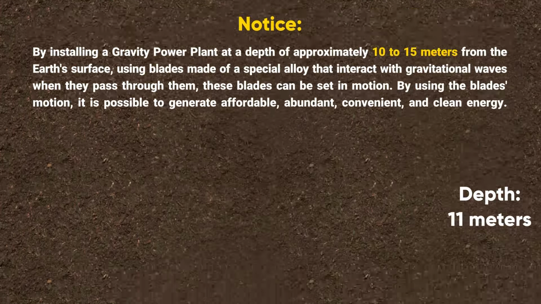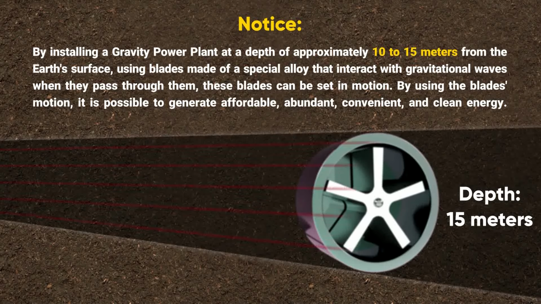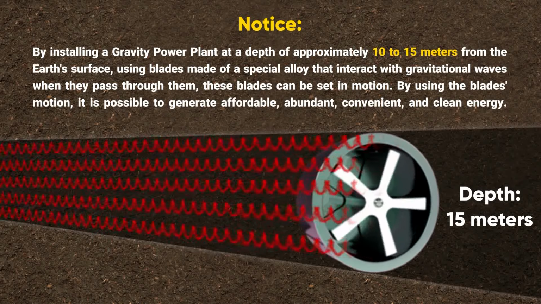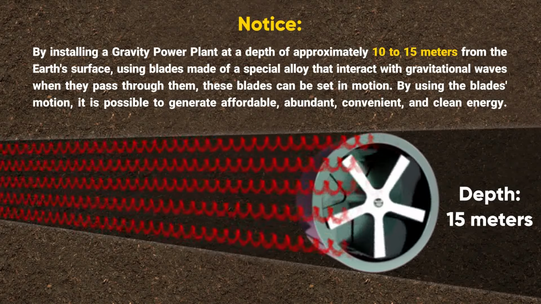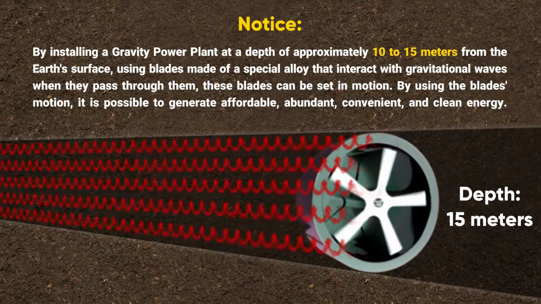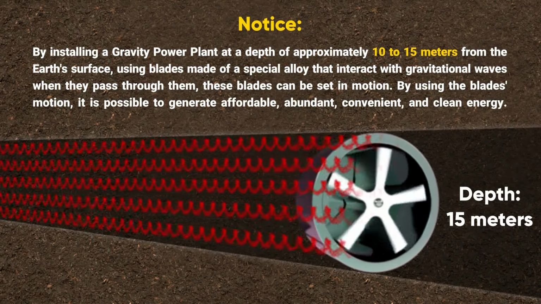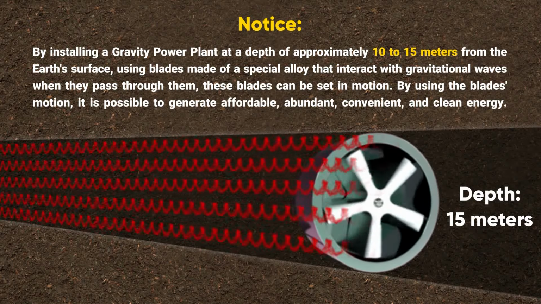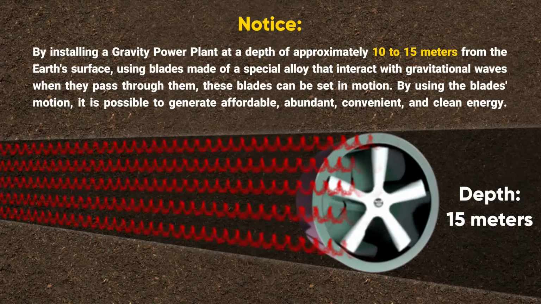Notice: by installing a gravity power plant at a depth of approximately 10 to 15 meters from the Earth's surface, using blades made of a special alloy that interact with gravitational waves, when they pass through them, these blades can be set in motion. By using the blades' motion, it is possible to generate affordable, abundant, convenient, and clean energy.